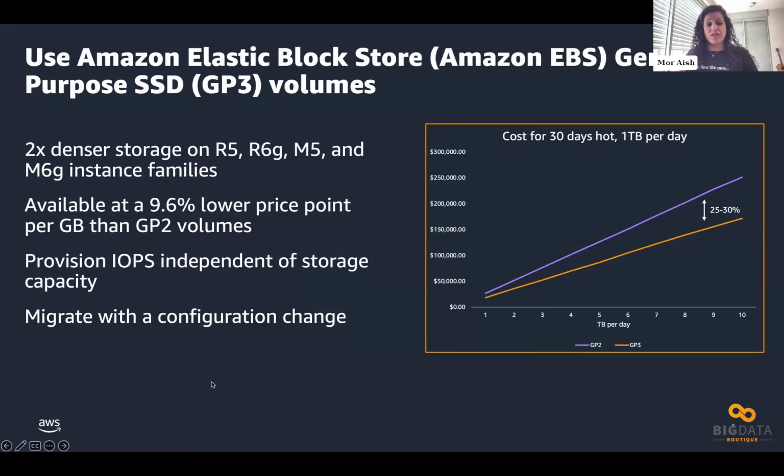And you can also provision your IOPS independent of your storage capacity, which means that if you need extra IOPS to increase your throughput, you don't need to have more storage just like you did before with GP2. All in all, using GP3 over GP2 can save your costs from 25 to 30% more. And the migration is, again, just a configuration change because you're using a managed service.